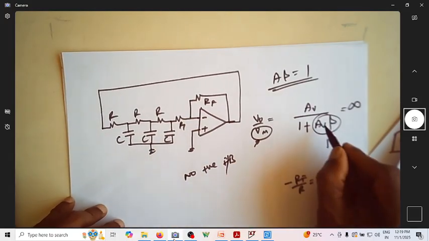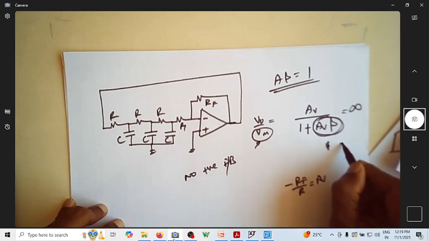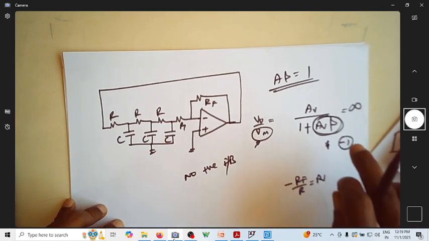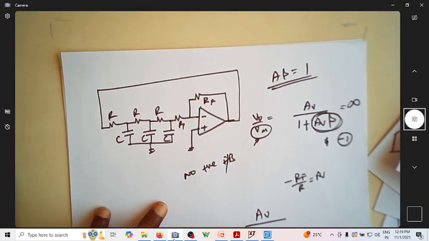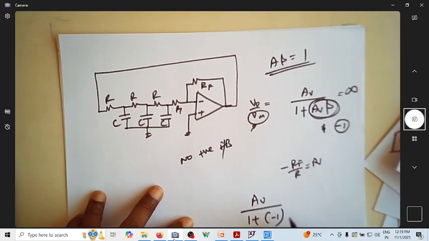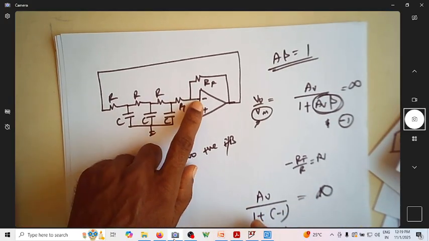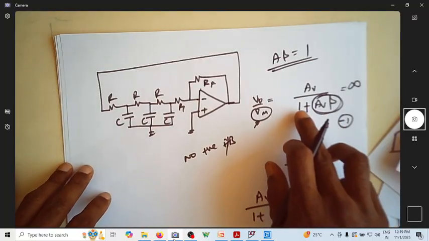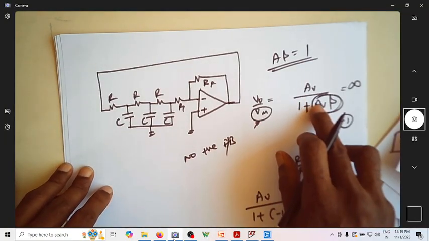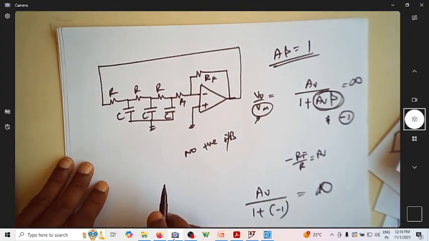Now the question is, I have to make this AV beta as minus 1. If I can make it minus 1 even with this negative feedback, now you have 1 plus of minus 1. So what is this? It is infinity. I'm only giving negative feedback, but still if I can make this 1 plus AV beta equal to 0, by making AV beta minus 1, then it is possible to get oscillation.